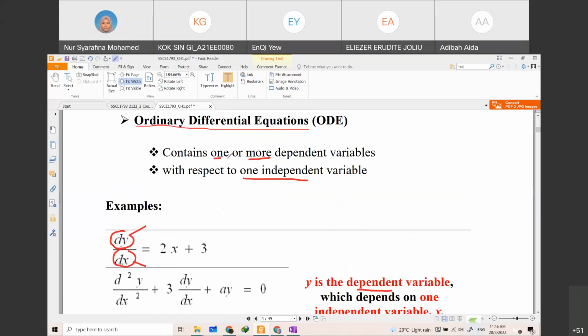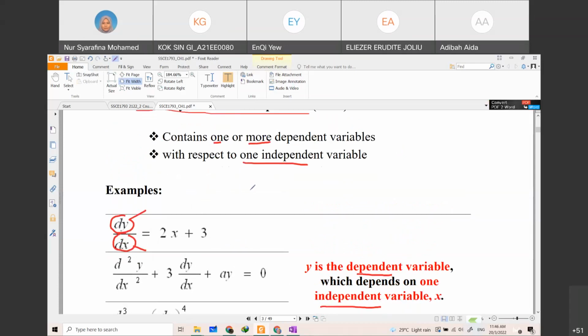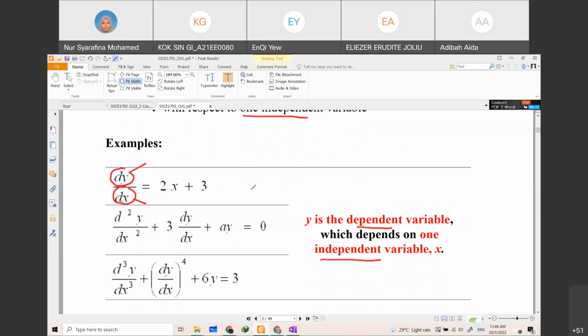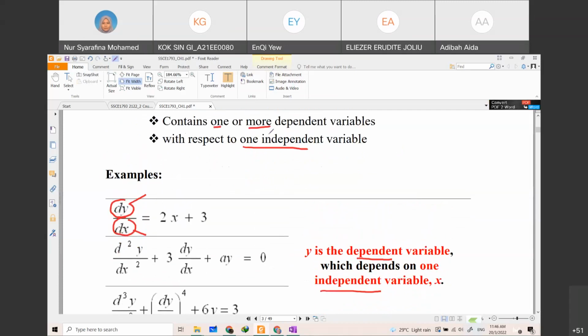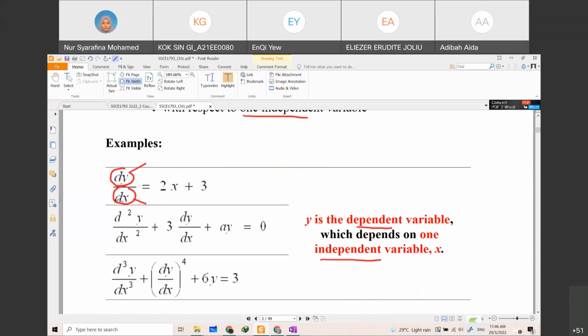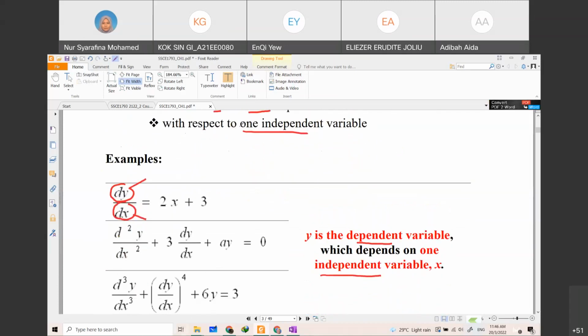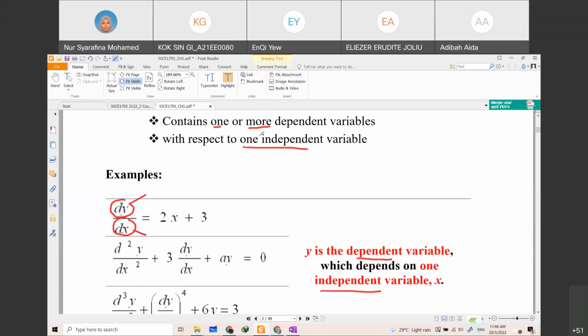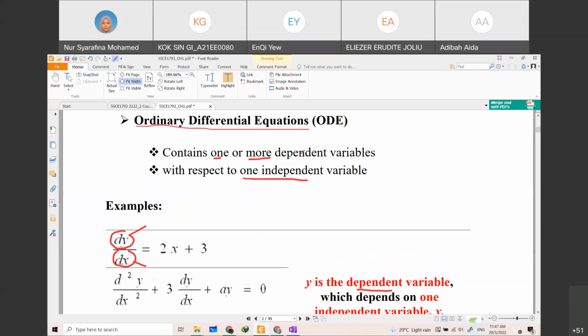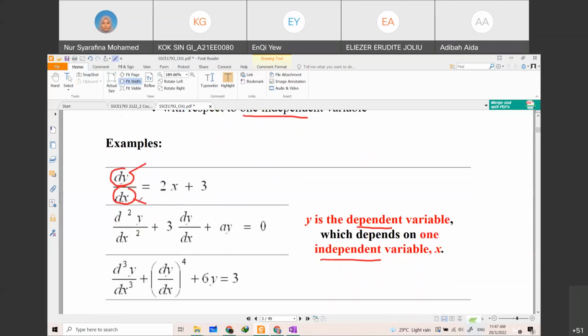Ordinary contains one or more dependent variables with respect to one independent variable. We have y and x. One dependent, y only. One independent, x only. So these are all ordinary differential equations, actually, because we have only one dependent variable, although you can have more. But for this example, you have one dependent variable and one independent variable. Understand or not?